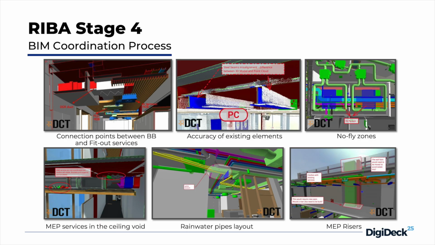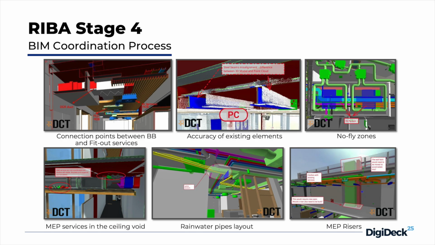Here, we'll just point out a couple of the biggest problems that usually happen across all fit-out projects. So the first thing is connection points between the base build and fit-out. That's the first thing that you will have to check. The next thing is accuracy of the existing elements. You need to have that information in order to develop your design and to avoid rework.